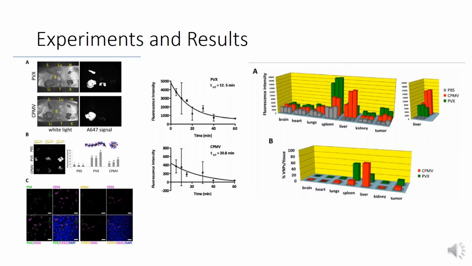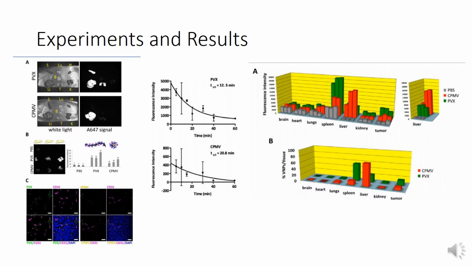These nanofilaments also tend to evade phagocytosis better, meaning that they can stay in circulation longer and can therefore have a higher chance of accumulating in the tumor. However, in their data, they show that CPMV actually has a higher circulation time, so this could be something that they look at in the future.